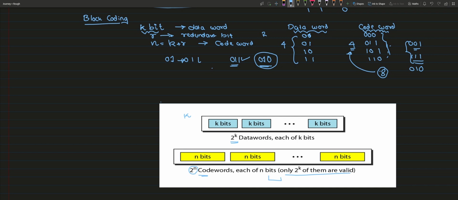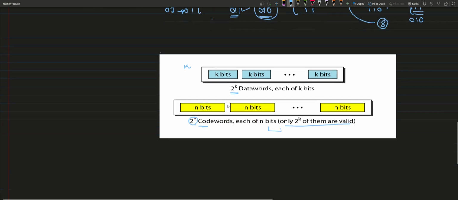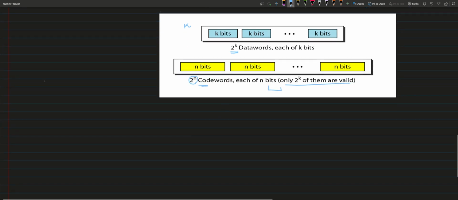Next, one important concept we will study is Hamming distance. This Hamming distance we usually use for error control coding. Basically, at the receiver end, if you want to correct the code, for that concept we use Hamming distance.